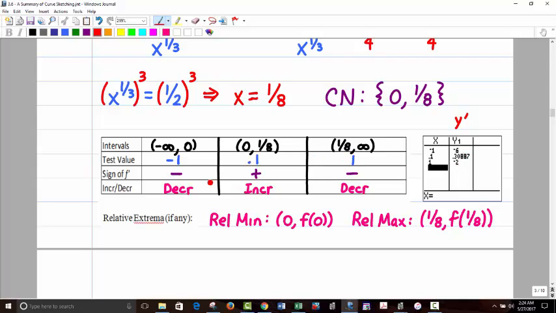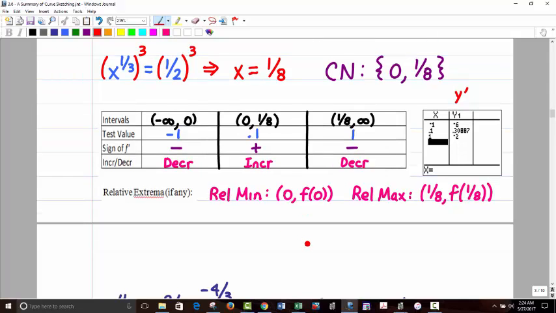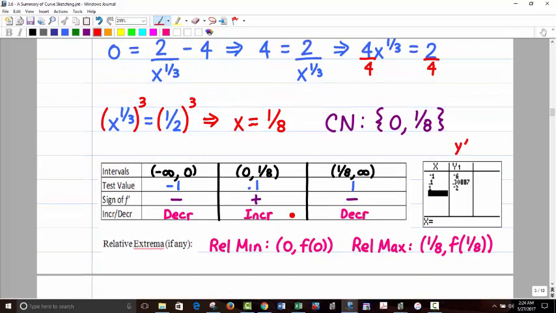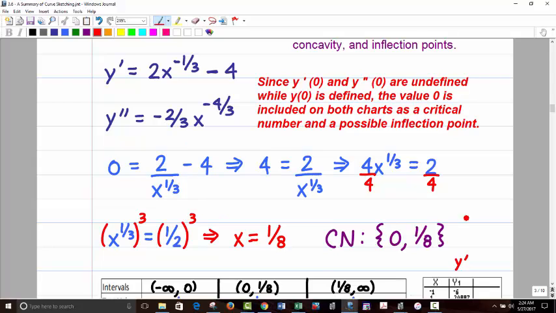There's the sign chart. Minus, plus, minus. Decrease, increase, decrease. We have a relative min. Decrease to increase at 0, f of 0. Relative max at 1/8, f of 1/8. Okay, so now let's look at the second derivative. So I went ahead and took both the derivatives. We'll just carry this derivative down to the next page.